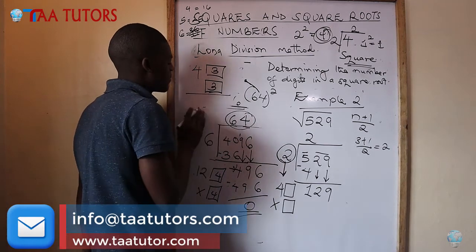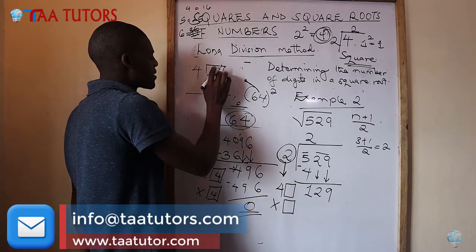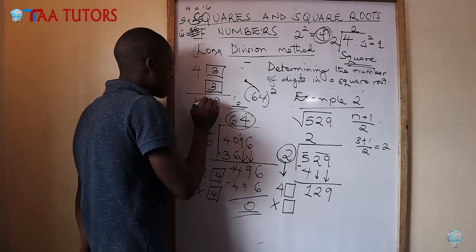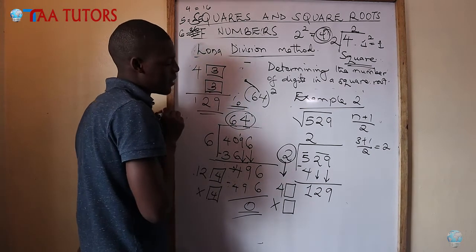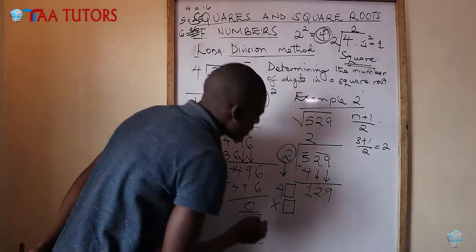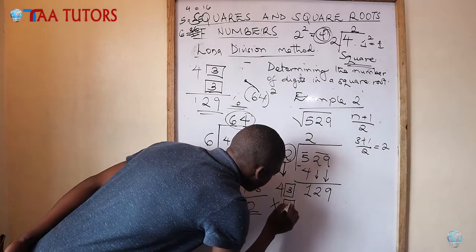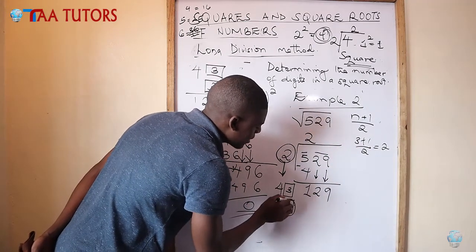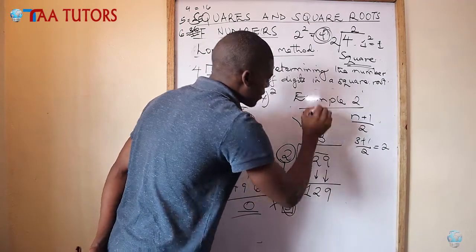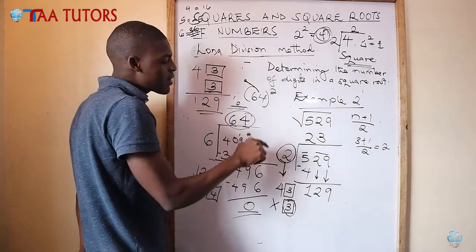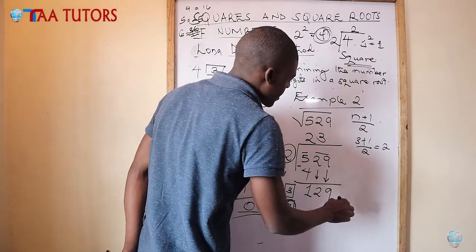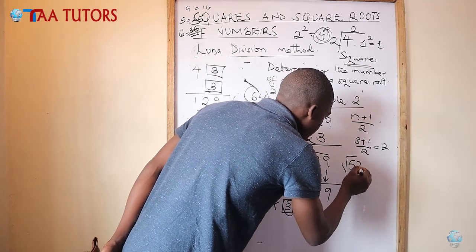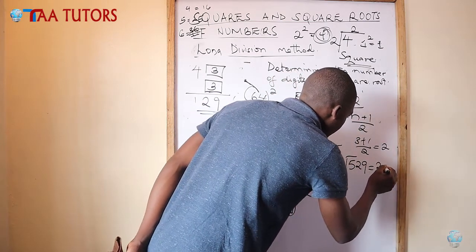What is the answer here? 3 times 3 is 9. And 3 times 4 is 12. So that one is a correct guess. We have 129. It means in this blank space will be 3. Remember that this number here will be the next quotient. So the square root of 529 will be 23.